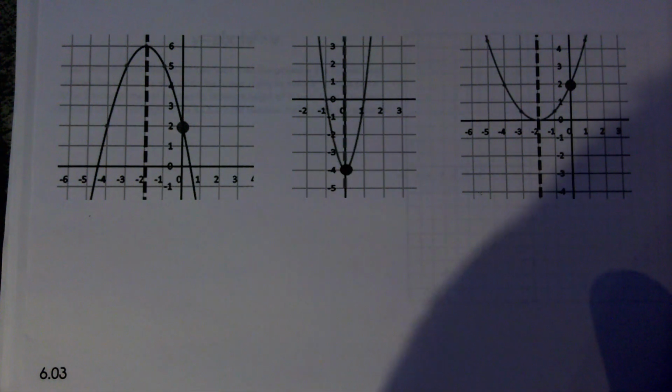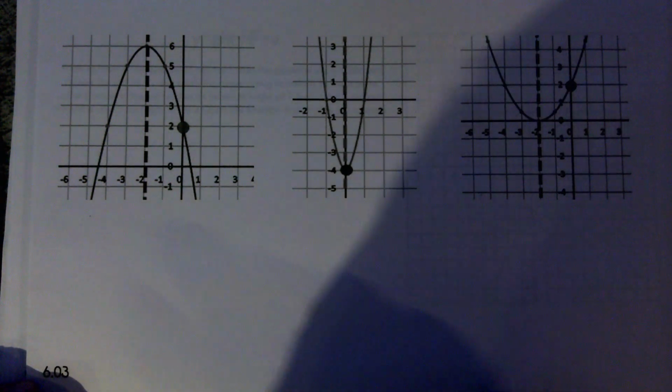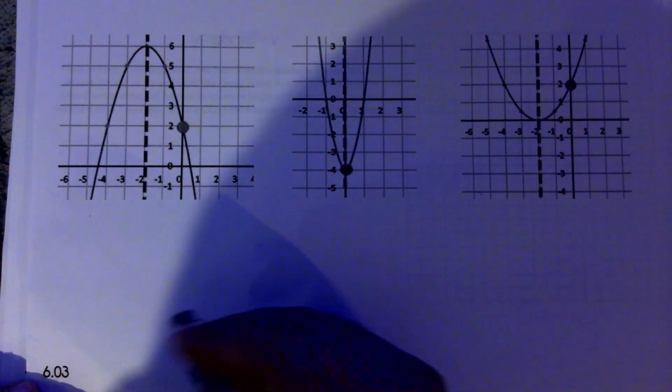Now we're going to write three different equations for quadratics. In this case, standard form. So in standard form, we don't know exactly what it's going to look like, but we can get a good idea just by looking at the graphs. So for this first one, by the way, standard form looks like this.